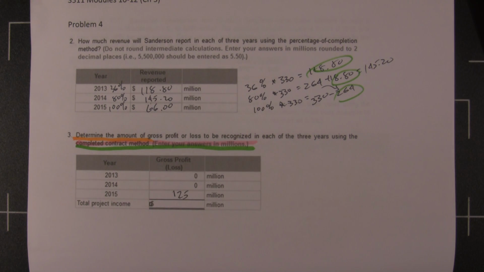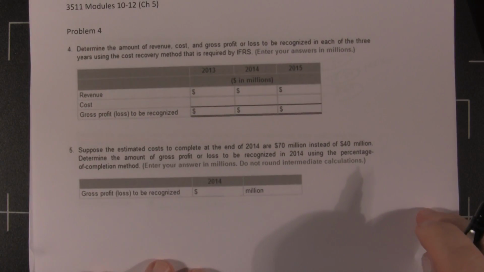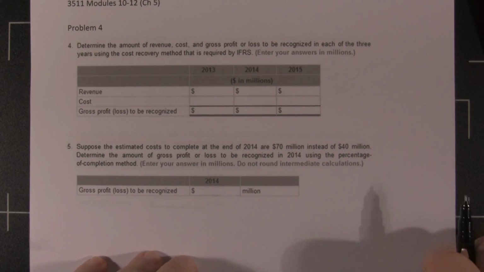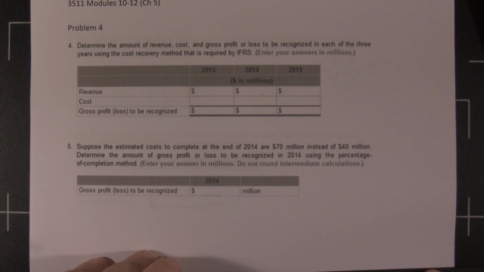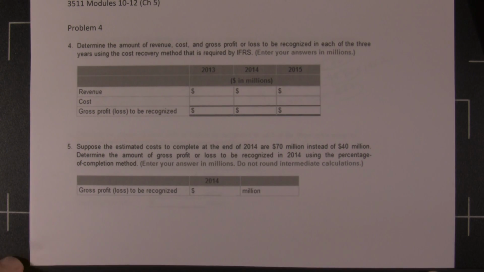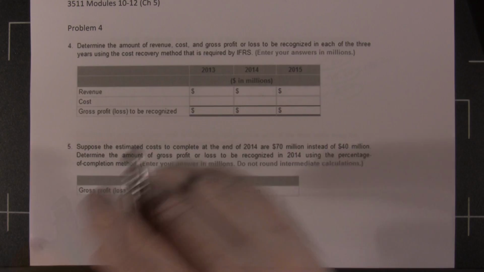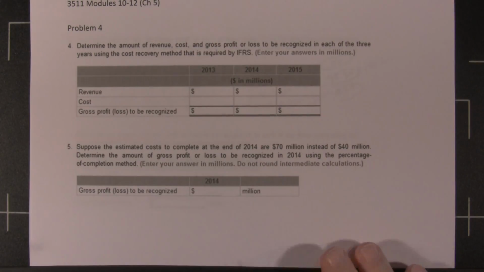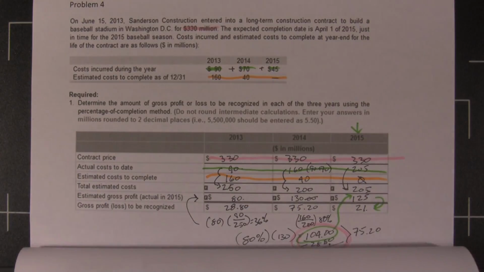Okay, part 4 of this problem asks us, suppose we were under the cost recovery method as required by IFRS. Now the cost recovery method required by IFRS says that we recognize revenue up to the amount of actual cost, and then we pick up all of the gross profit in the last year. So we're going to have to go back and find out what the costs are, okay?